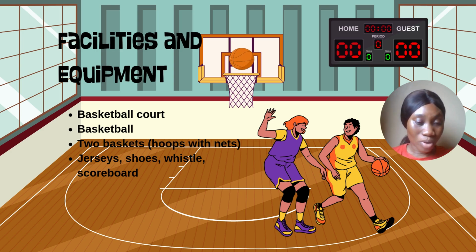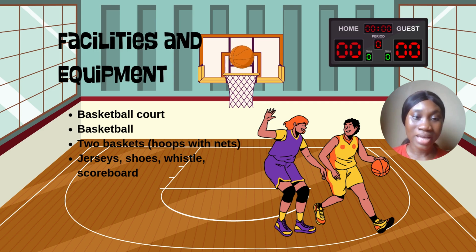One basket for team A, the second basket for team B. This basket is just a hoop that has a net. The next thing you need is the jersey. Jersey simply refers to the uniform. So team A has their uniform, team B has their uniform. And the uniform also includes shoes.